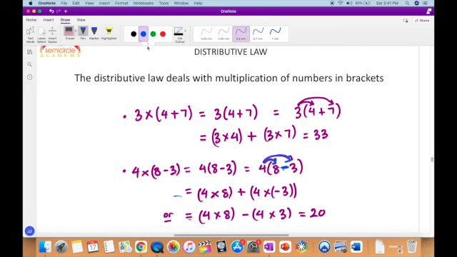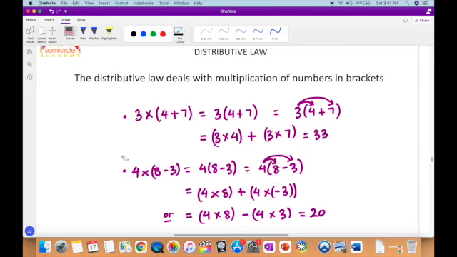So in this case, 4 8s are 32 plus 4 3s are negative 12, because it's 4 times negative 3. And in this case, 4 8s are 32 minus 4 3s are positive 12. And they'll both work out to be the same thing, yes? So be careful with them negatives, and let me hear some done its.